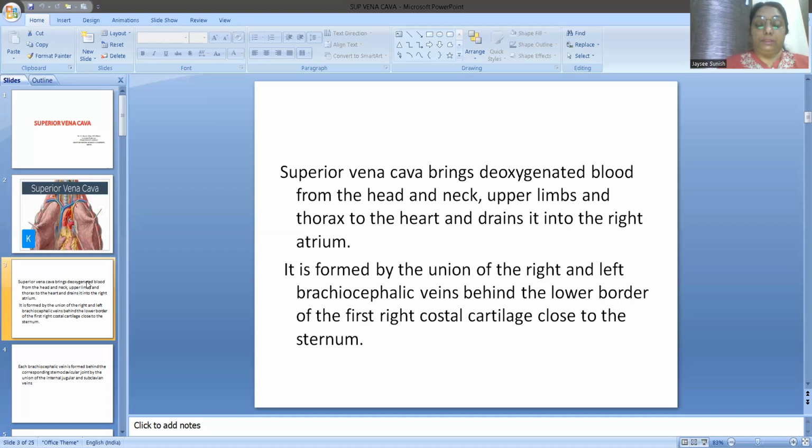Now we will see the formation of the superior vena cava. It is formed by the union of the right and left brachiocephalic veins behind the lower border of the first right costal cartilage, close to the sternum. So it is formed at the level of the sternum, at the lower border of the first right costal cartilage.